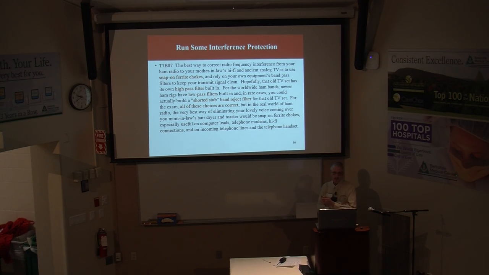But in the real world of ham radio, the very best way of eliminating your lovely voice from coming over your mother-in-law's hair dryer and toaster would be to snap on a ferrite choke, especially useful on computer leads, telephone modems, hi-fi connections, and incoming telephone lines. This stuff generates a lot of interference. If you have your monitor sitting here, your PC on the tower here, all your USB connections, your ports, your hubs, and all that stuff, it's generating a lot of interference for your radio. So chances are it's not the radio that's causing it, it's all the other stuff.